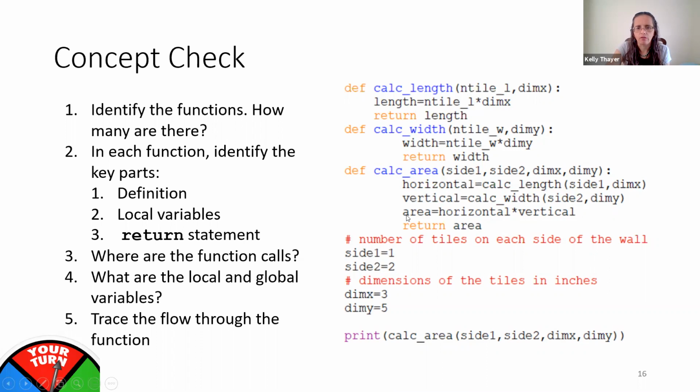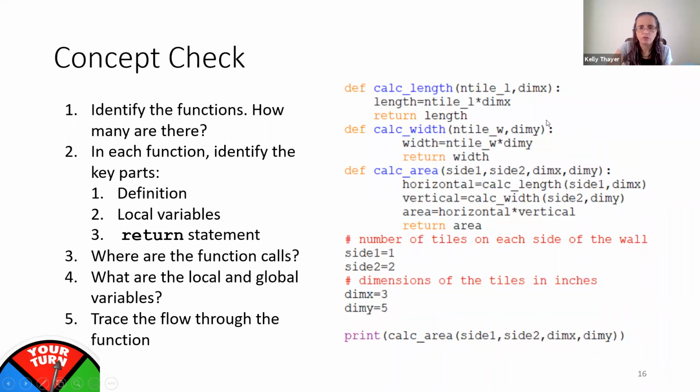Finally, the area is equal to the horizontal times the vertical. So this is multiplying together these two values here in order to get the area, and then we return the area in this line here. So we had the function calls inside of the calc area. There's a function call here, a function call here, and there's also, well, print is also a function call, and so is the calc area. So we in fact have 4 function calls in this code right here.